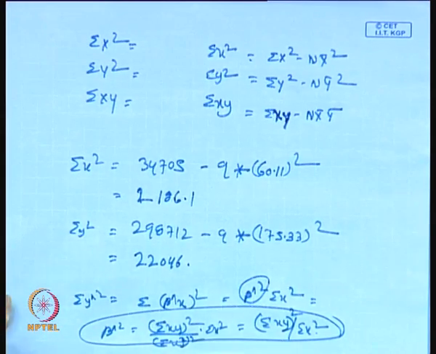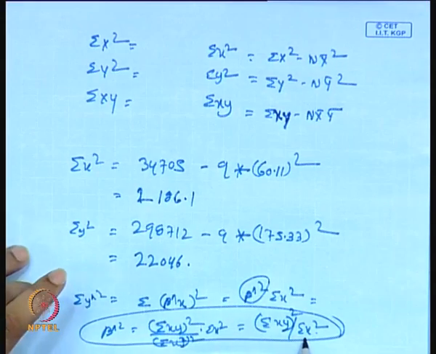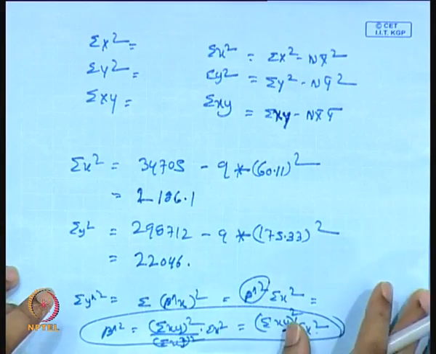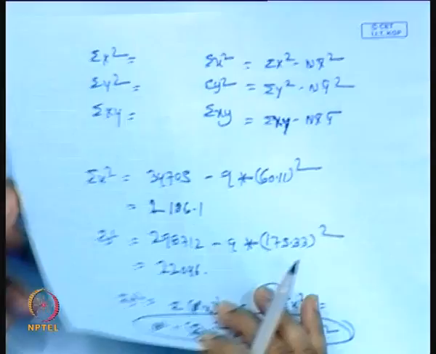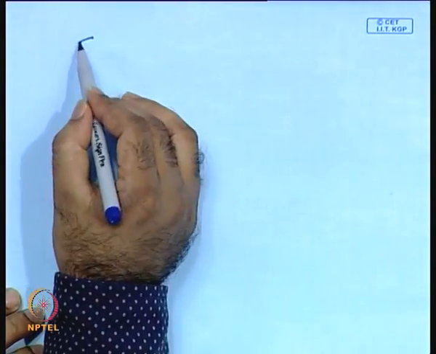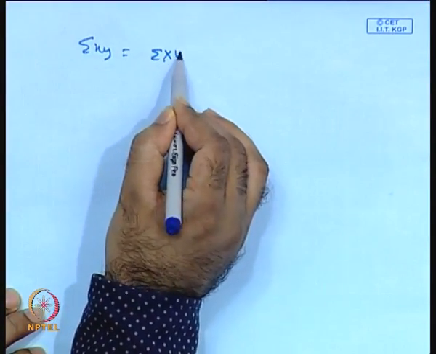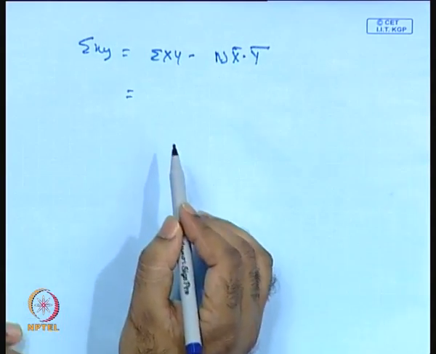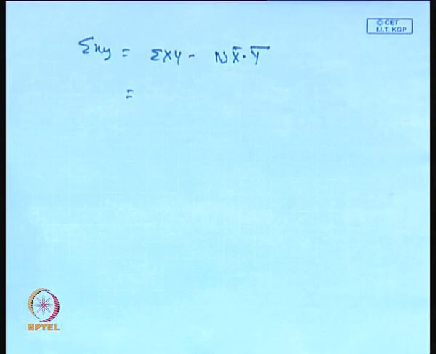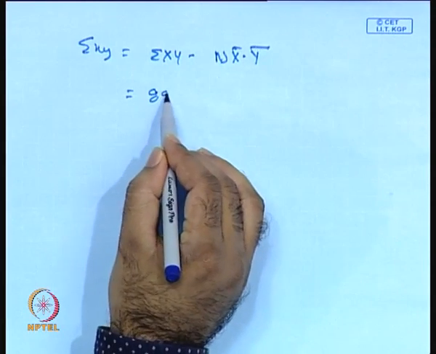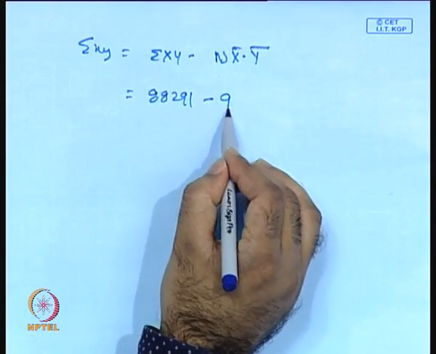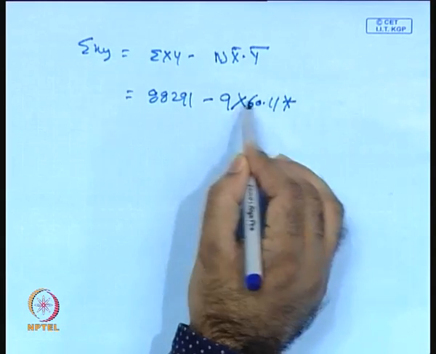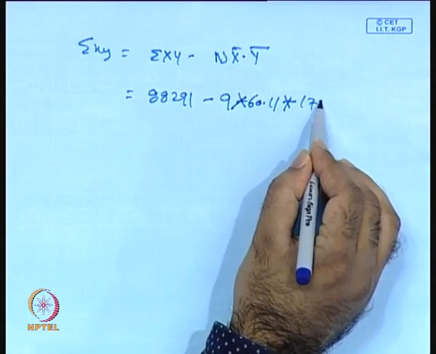We need to know summation x y and summation x square, because summation x square is already calculated here. So what is summation x y? Summation x y is nothing but summation x y minus n x bar into y bar. Here summation x y is 888291 minus n, which is 9, into x bar, which is 60.11, multiplied by 175.33.